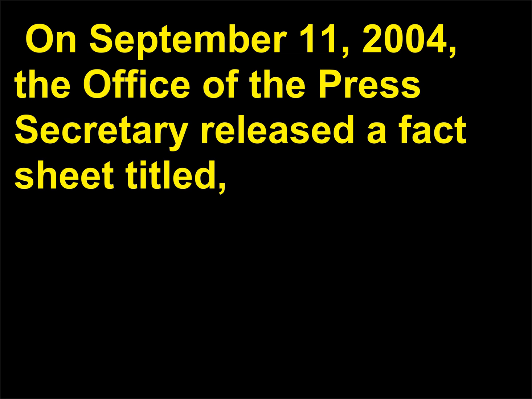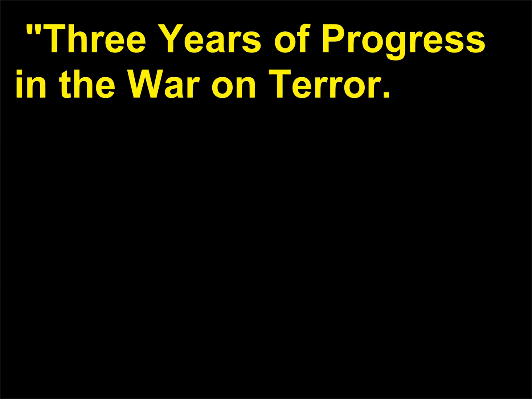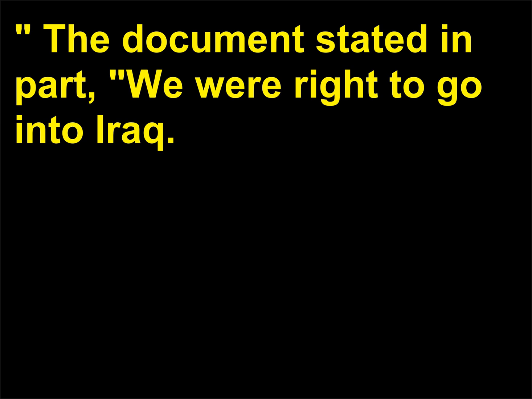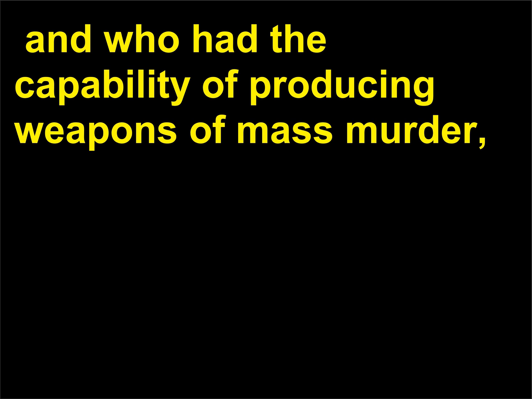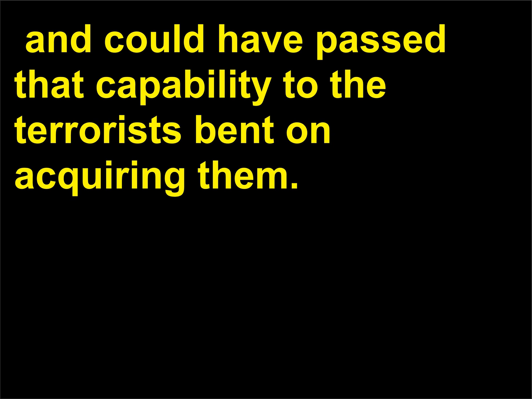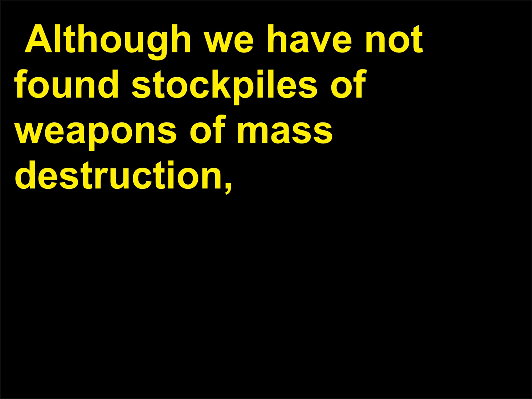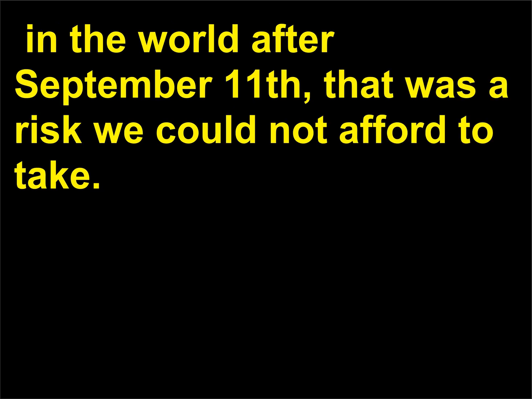On September 11, 2004, the Office of the Press Secretary released a fact sheet titled "3 Years of Progress in the War on Terror." The document stated in part, "We were right to go into Iraq. We removed a declared enemy of America, who had defied the international community for 12 years, and who had the capability of producing weapons of mass murder, and could have passed that capability to the terrorists bent on acquiring them. Although we have not found stockpiles of weapons of mass destruction, in the world after September 11, that was a risk we could not afford to take."